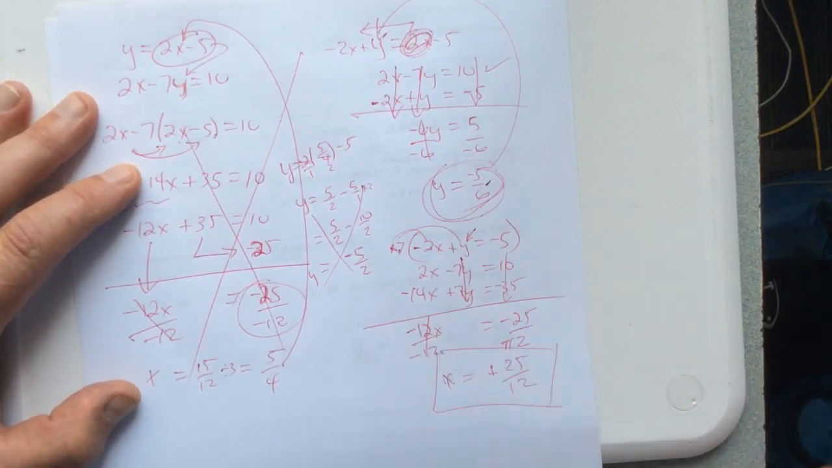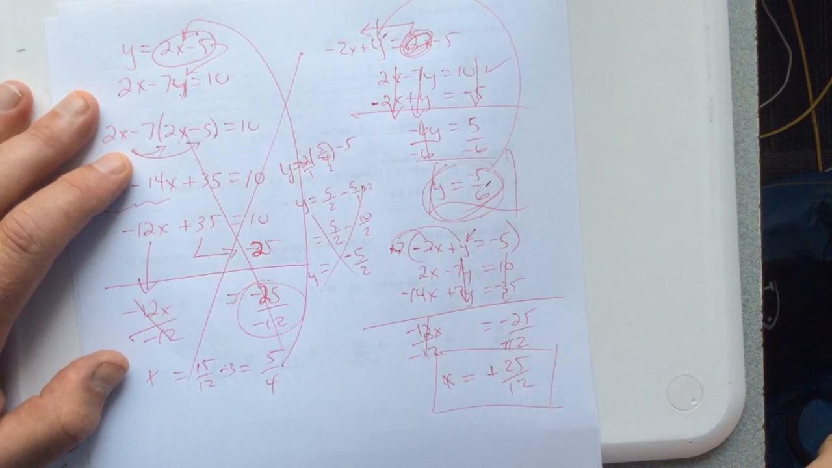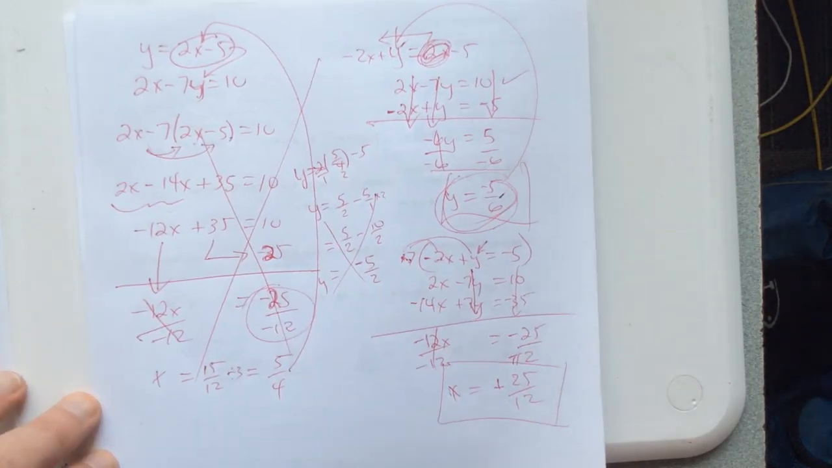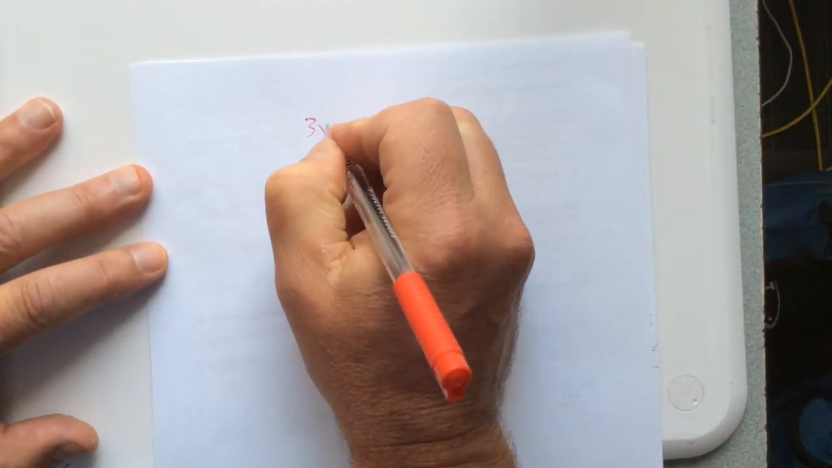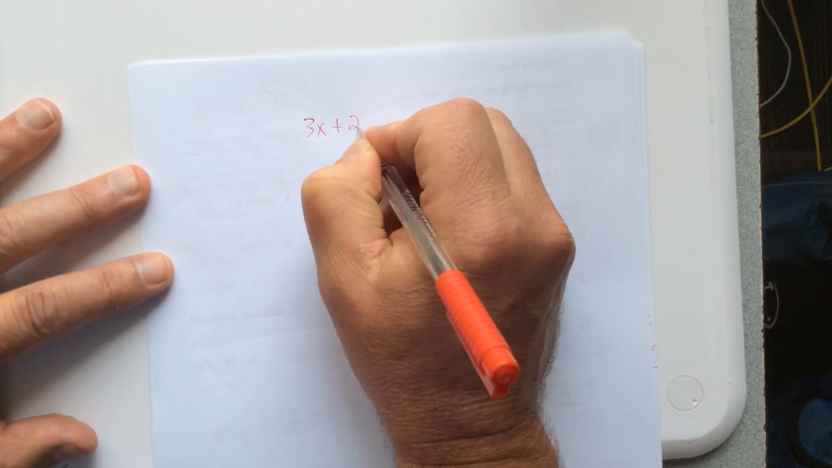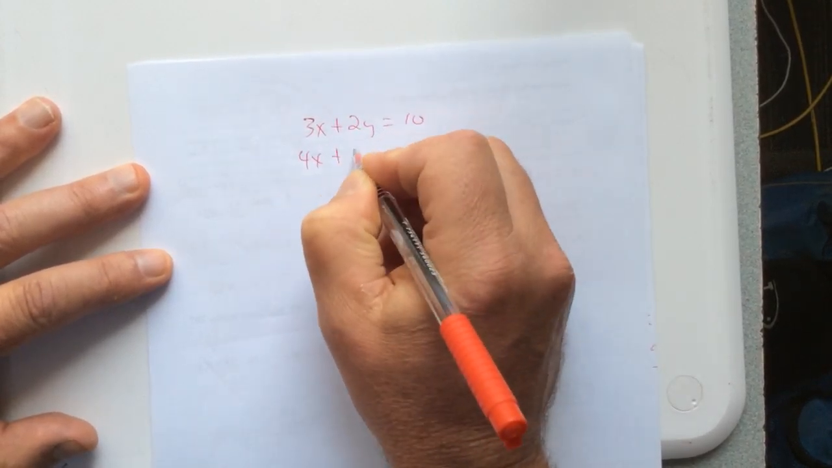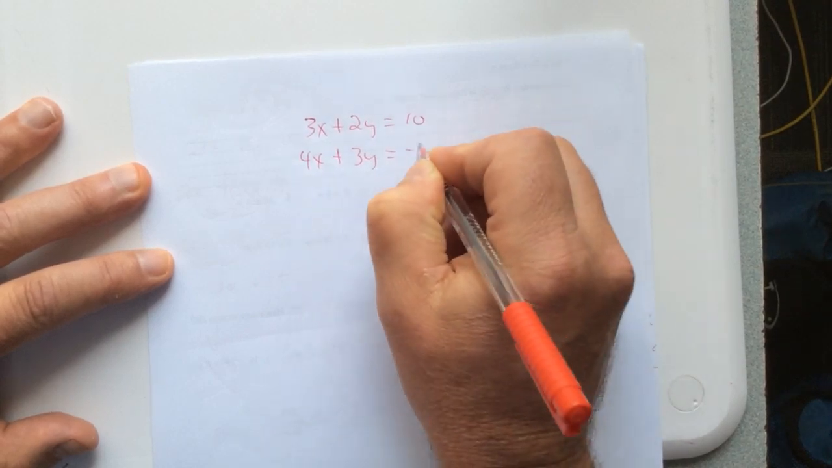So see, we never had to substitute in any negatives. We never actually had to work with negatives, I mean fractions. We never had to work with fractions even when the answers were fractions. Let me show you just one more. So let's say we have something like 3x plus 2y equals 10, and maybe 4x plus 3y equals negative 5.